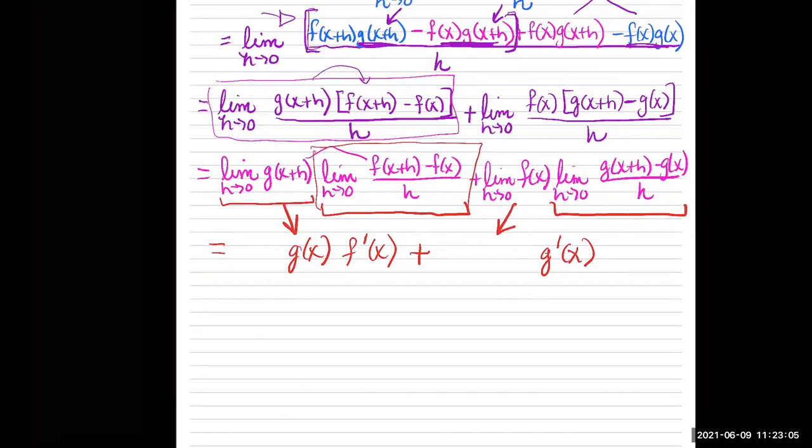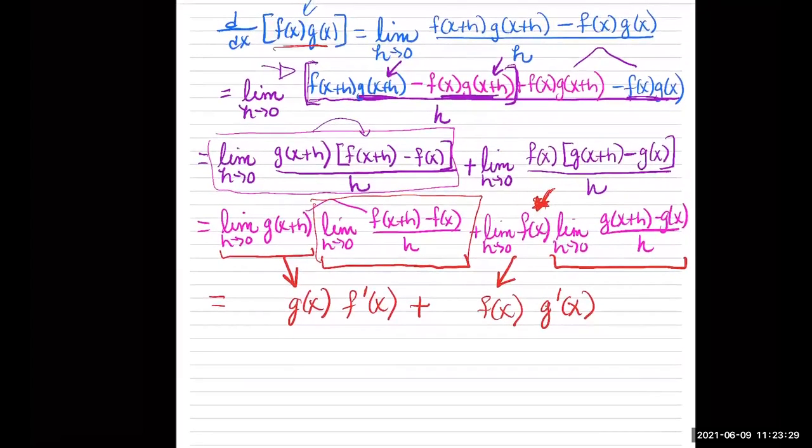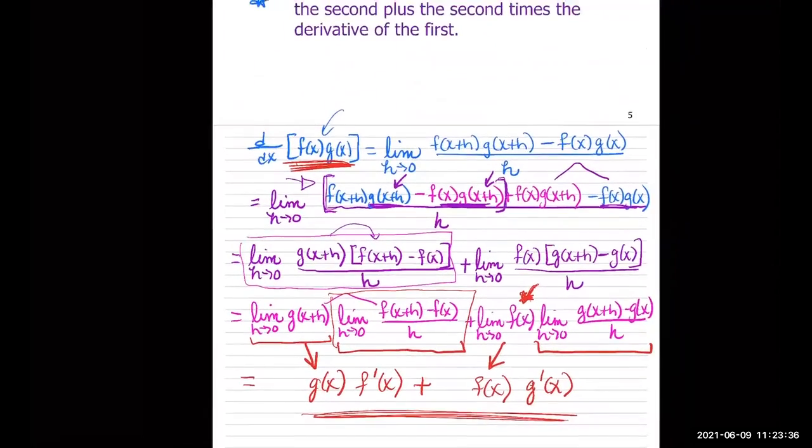Which leaves us with this guy. The limit as h approaches 0 of f of x. Notice there's no h here. So as far as this limit is concerned, we're just taking the limit of a constant, right? Because our variable for that limit is h. So the limit as h approaches 0 of f of x is just f of x. So notice we started by taking the derivative of this product, and this is what we get for an answer. And that's exactly what the product rule says.